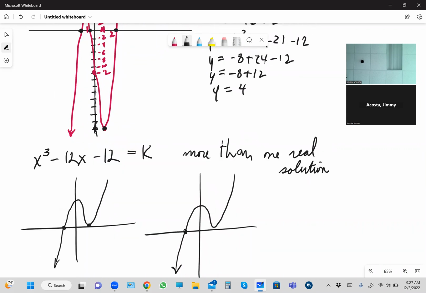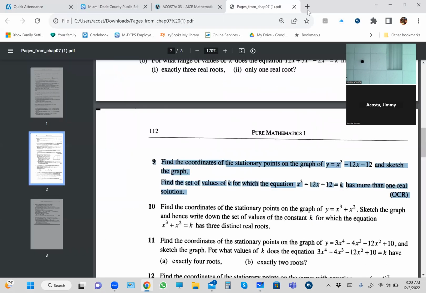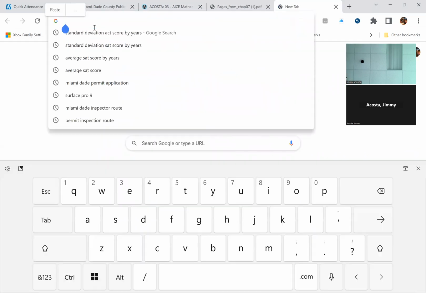Okay, let's do this. What is, this is 2 comma negative 28, right? And this is 0 comma negative 12, right? So there's 16 numbers between this one, right? Okay. So let me show you something. Let me go ahead and type in decimals here.